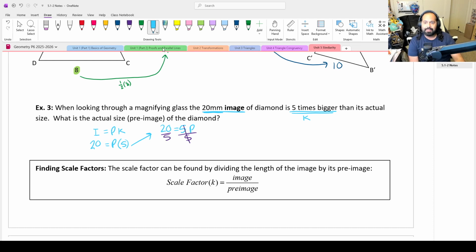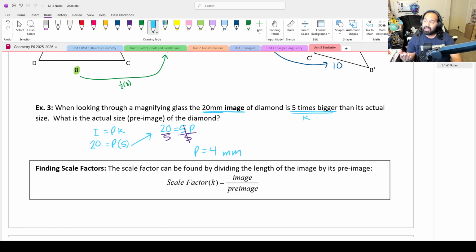And then you're going to find that the preimage, 20 divided by 5, gets you 4. So the original diamond was 4 millimeters. And you could do this with any word problem. You'll see word problems where you have, how many miles are in 1 inch for a map, for a legend. So you're just, again, using the relationship between those to solve those.